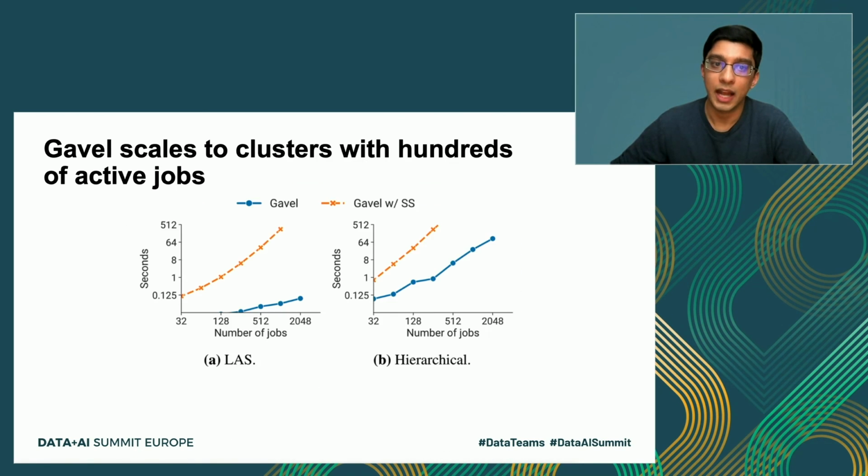So now let's look at how Gavel's policies scale as we increase the number of jobs. We see here that for a LAS policy and a hierarchical policy, without space sharing enabled, we're able to scale to roughly 2,000 jobs in a minute or less. If we start looking at space sharing, the performance isn't as ideal, but we're still able to support a large number of jobs in a reasonable amount of time.